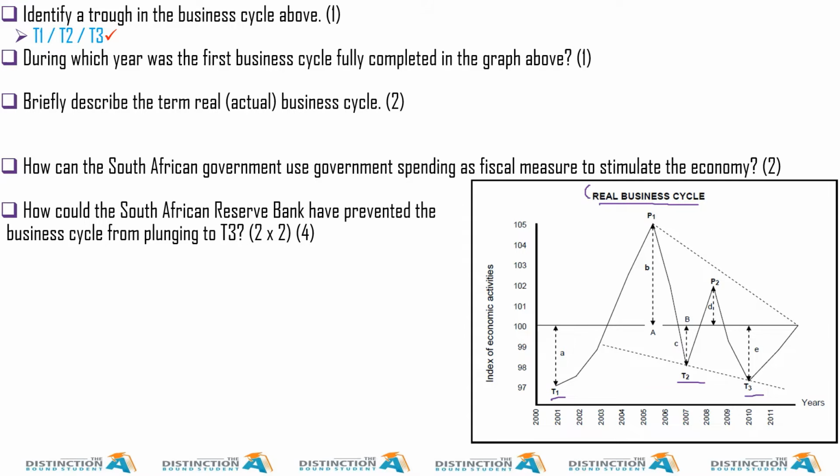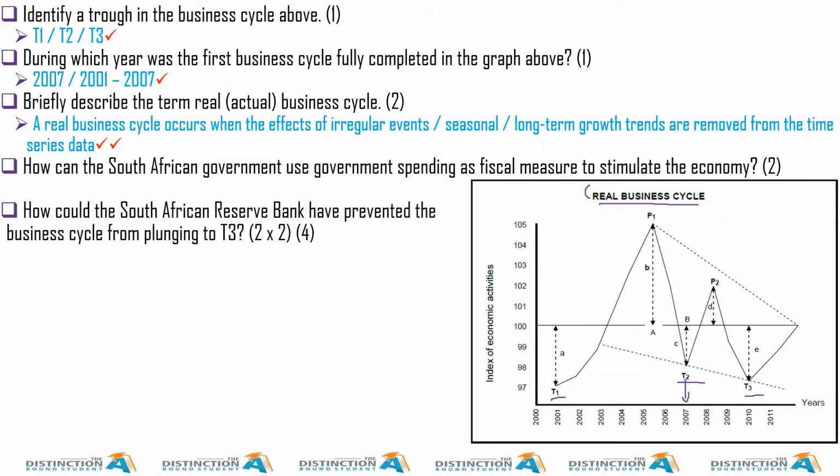A complete cycle is the length of a cycle, so it's either from peak to peak or trough to trough. Since we're starting here from a trough, it was reached in 2007. That'll be 2007, because this is a complete cycle. The next complete cycle was between 2008 and 2009, so in late 2008, probably September, I don't know. Then, briefly describe the term real business cycle.